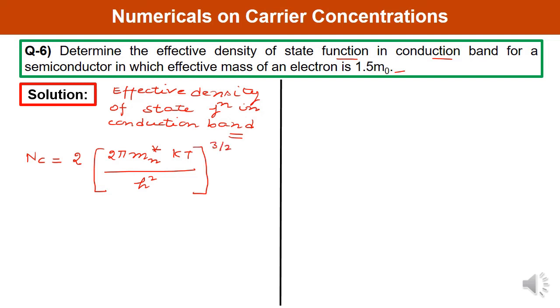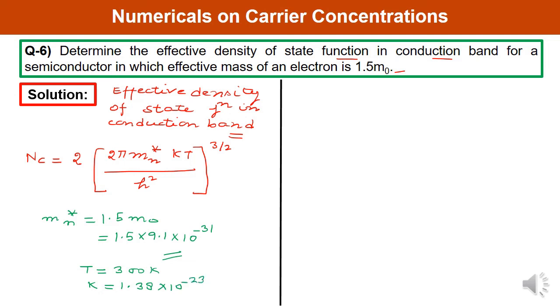Now substitute all these values. Here it is given that the effective mass is 1.5 times m naught, and m naught you already know. The m naught value is 9.1 into 10 raised to the power minus 31. The temperature given is 300 Kelvin. The value of K is the Boltzmann constant, 1.38 into 10 raised to the power minus 23. And what is the value of h? You are already aware of the h value, you just have to remember it. It's 6.63 into 10 raised to the power minus 34. Now substitute all these values in equation 1.